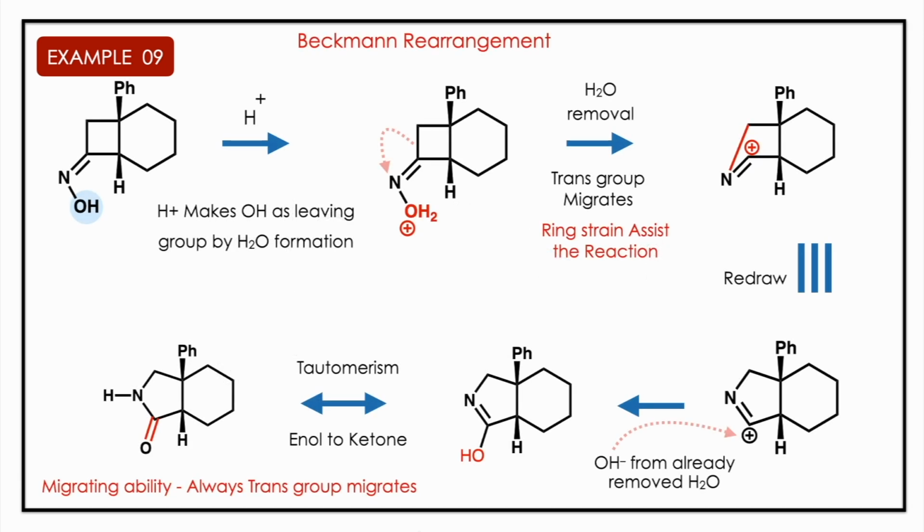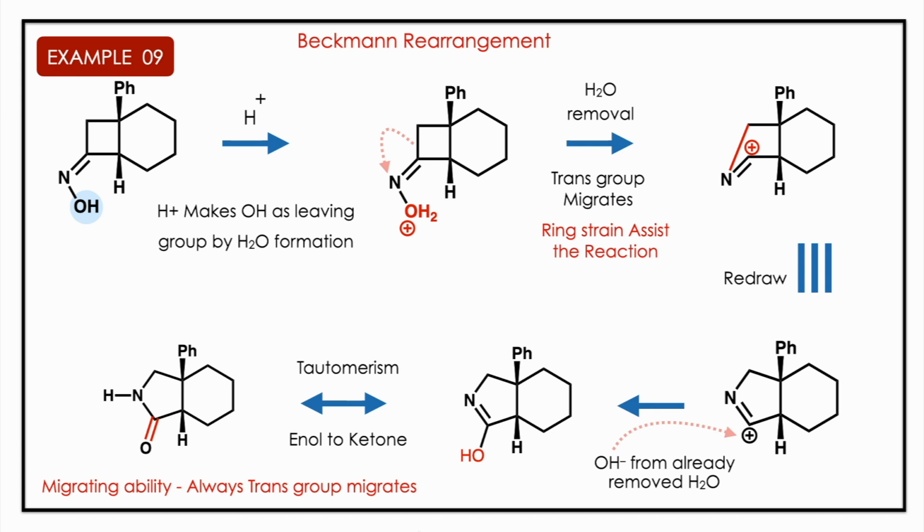Here you have an oxime in the 4-member ring. So Beckmann rearrangement will happen quickly because of ring strain. The first step will be the alcohol attacks the acid. You have H2O formation. According to Beckmann rearrangement, the trans group migrates. The trans group is the methylene carbon. It migrates, H2O leaves by the assistance of it, and you have ring expansion. If you redraw nicely, you have the conversion of the 4-member ring to a 5-member ring with a cation.